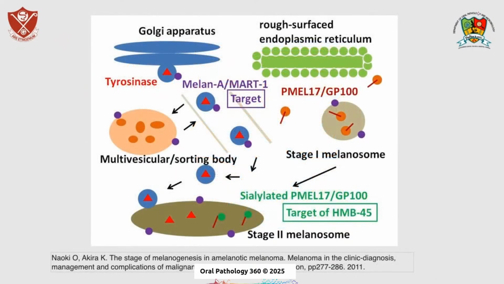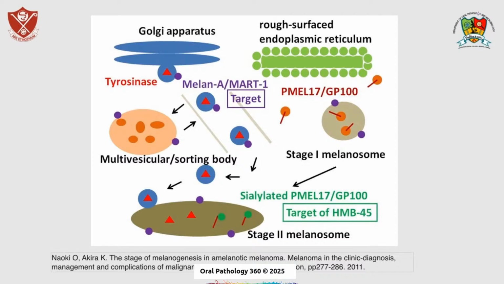The IHC staining may indicate the damaged step of melanogenesis. Melan A or MART1, that is melanoma antigen recognized by T cells, is a membrane protein localized in the endoplasmic reticulum, the trans-Golgi network and melanosomes, especially in early melanosomes, that is stage 1 and stage 2 melanosomes. The HMB45 specifically reacts with sialylated PMEL17/GP100 in the fibrillar matrix in the stage 2 melanosomes.